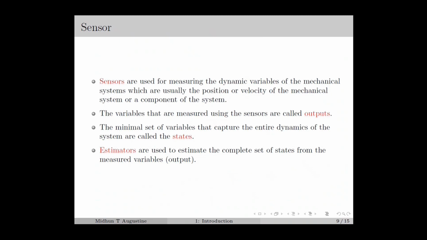In mechanical control systems, sensors are used for measuring the physical variables of the system that we are interested in. And these variables will usually be position or velocity of some components of the system. The variables that we are measuring using sensors are called output variables, and the minimal set of variables that capture the entire dynamics of the system are called states. In most cases, the output will be some subset of the states, or it can be a function of the states. And we usually use estimators for estimating the entire set of states from the output variables.